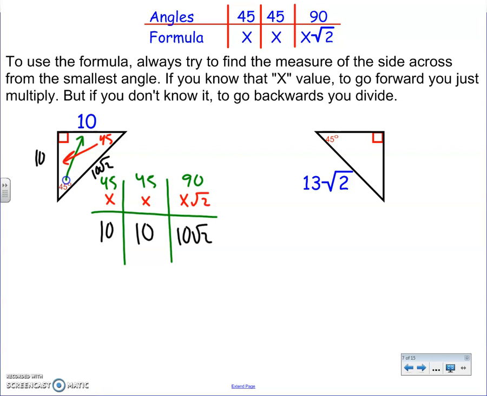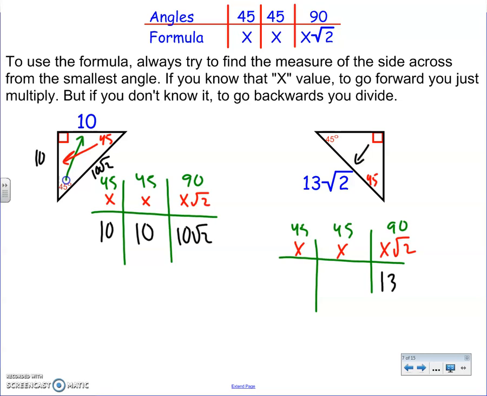All right, over here, again, we have a 45, 45, 90 triangle. Let's fill in the formula. I like to make this little chart. So we have 45, 45, 90. Well, what does that 13 root 2 go with? It goes with our 90-degree angle, across the 90. So we put it right here, 13 root 2.